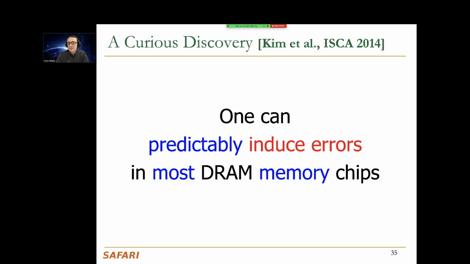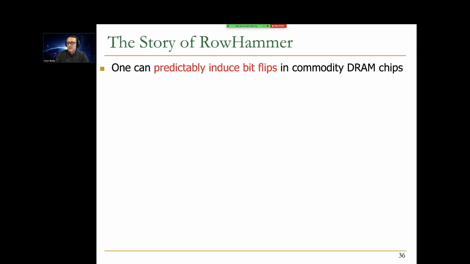While we were doing that, we basically stumbled upon, together with Intel, the Rowhammer issue. Essentially, one can predictably induce errors in most DRAM memory chips that you buy in the field today. And I'm going to very briefly talk about this because I think this is one of the big motivators for putting intelligence inside the memory controllers.